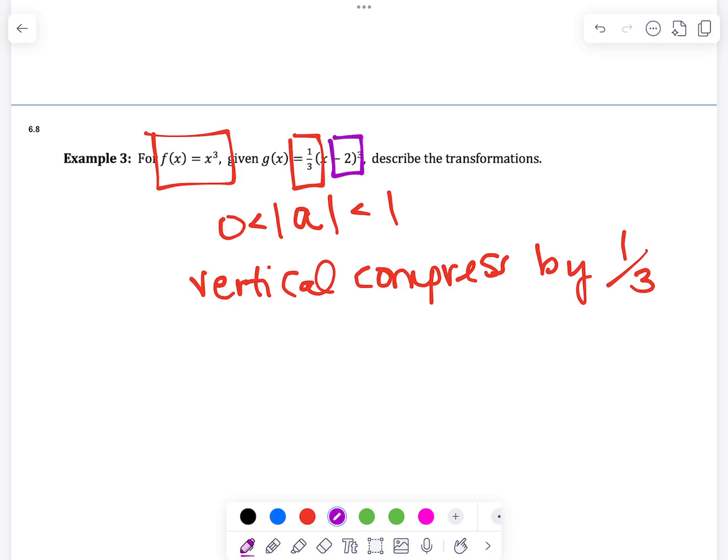Then we have h, so that h is telling us it's going to move the cubic function to the right 2 units.